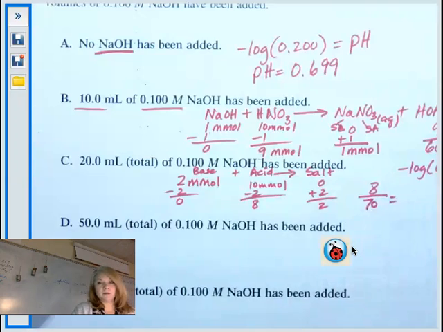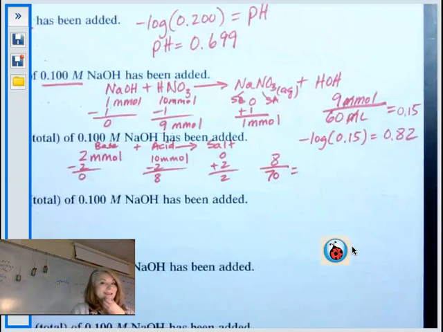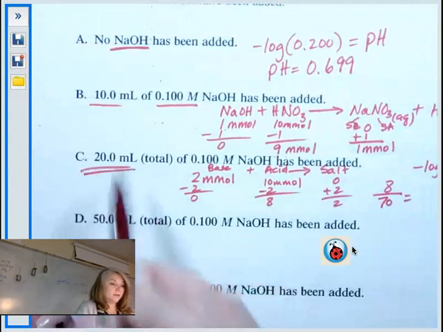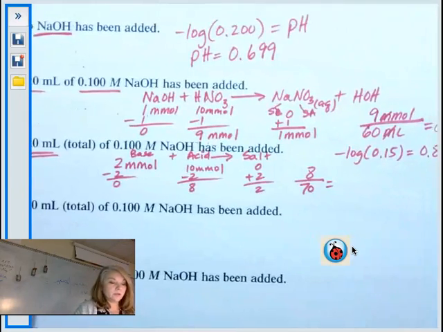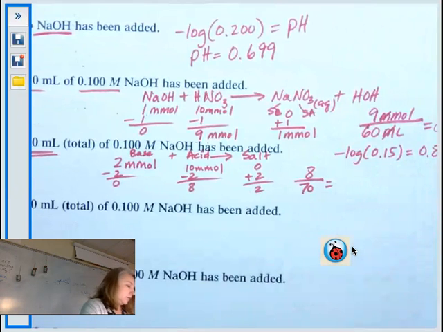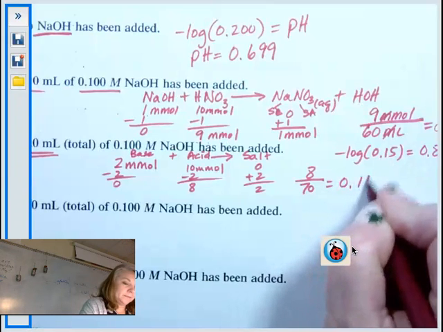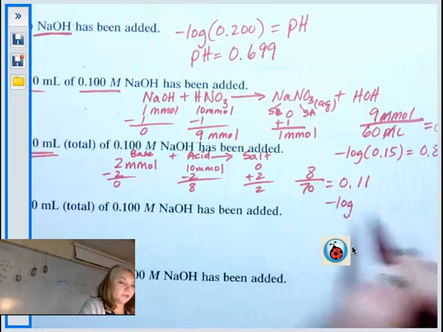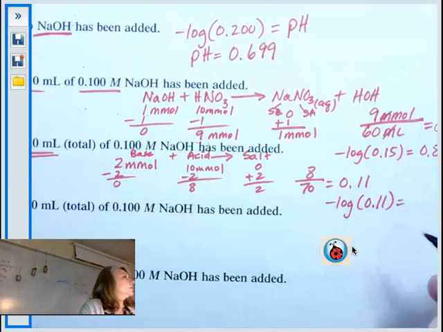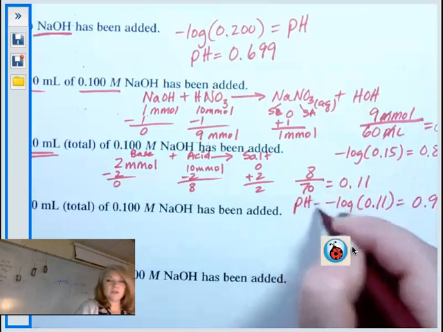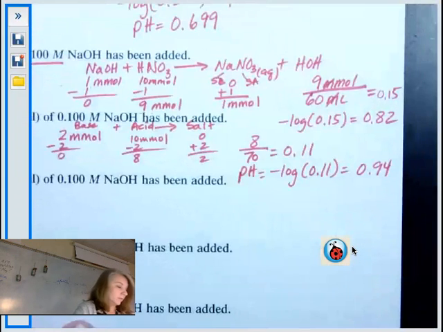How did we gain 20? We added 20. So always think you originally had 50. Now you've added a total of 20 milliliters. So I got 0.11. Take the negative log of that because that's your concentration of your acid. And what did you get? 0.94. So we're not really increasing much at all, are we?